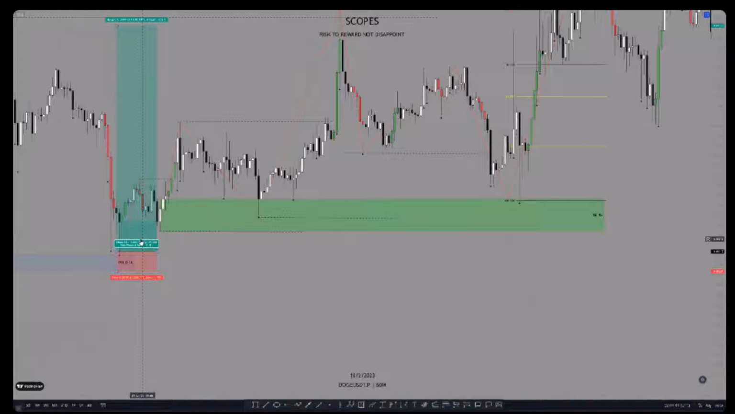So at that time, you can move your stop loss on this trade. Probably move it to underneath this key level. Either move to break even or you can move to under the key level.